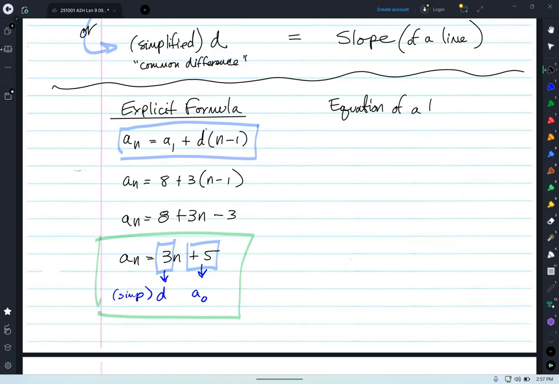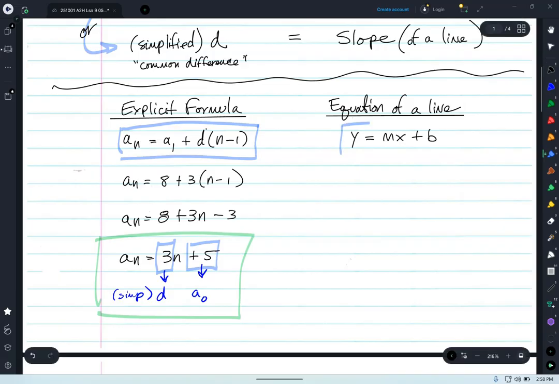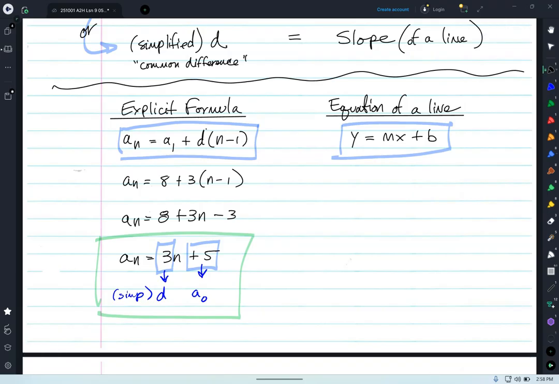Equation of a line. Okay, so let's start with the generic equation of a line, which is y equals mx plus b. This is the generic equation of a line, just like that's the generic explicit formula of an arithmetic sequence. And they don't look the same, do they? But when you simplify it, let's see what happens.